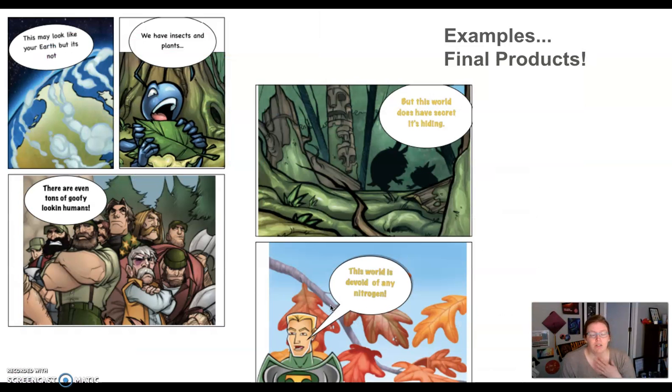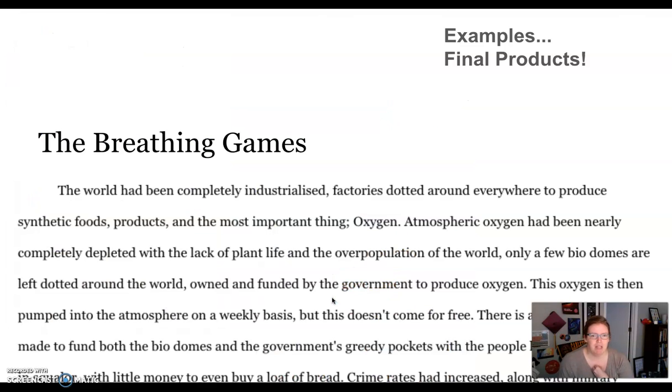And then once you've completed your research, you can start on your final product. So this is an example of the beginning of a comic book a student made for their project. And so they're saying, oh, it may look like Earth. We have insects and plants, and there's humans. But this world is a secret. It has no nitrogen. And so they have this dramatic comic book about what the world would be like without nitrogen. Here's an example of a story final product for oxygen. That's my element. You can't pick oxygen. That's kind of a spoof on the Hunger Games. It's called The Breathing Games, where we don't have oxygen in our world.